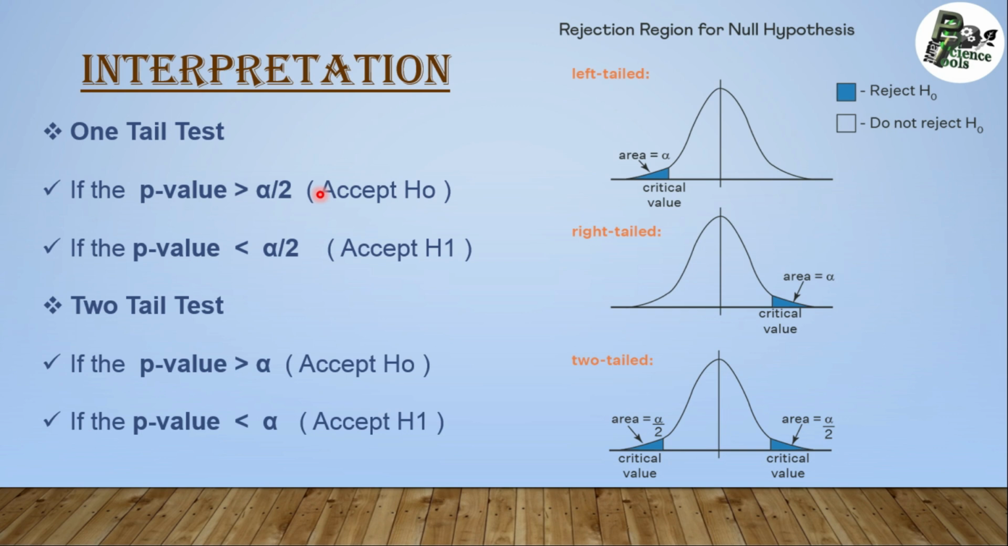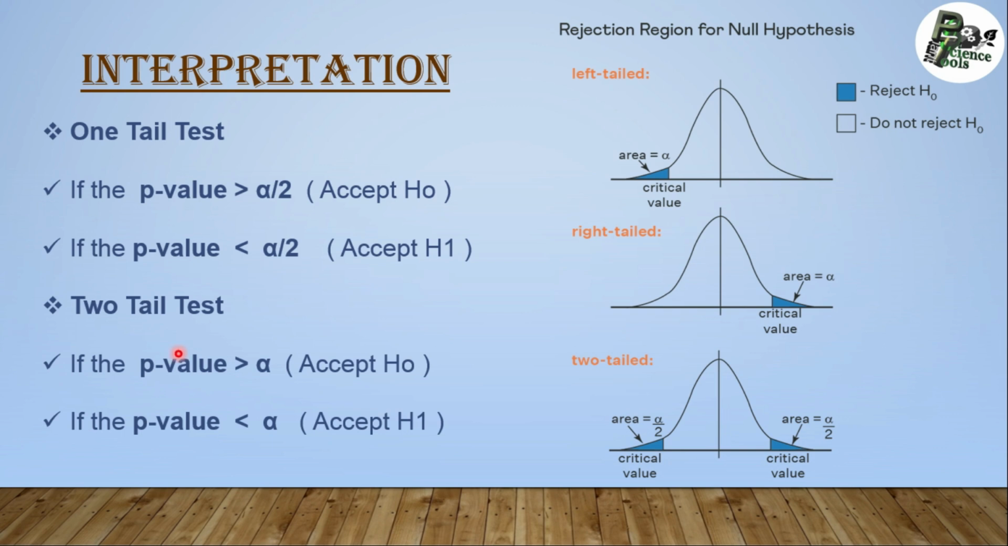Now we will move towards the interpretation. In interpretation we have two types of tail test: the one tail test and the two tail test. In the one tail test, if the p-value is greater than alpha, meaning the significance level, we will accept our H0, and if the p-value is less than alpha, then we will accept our H1 and reject the H0, the null hypothesis.